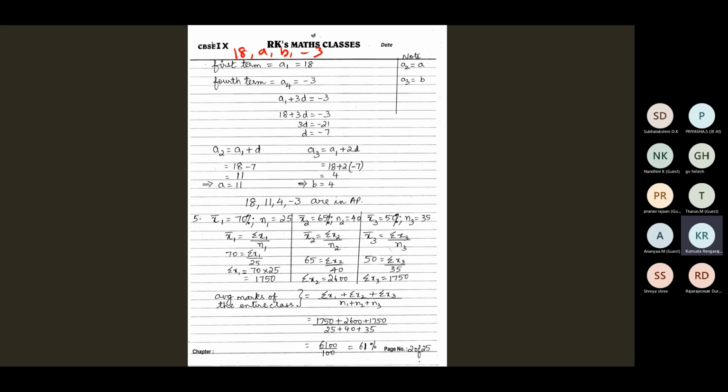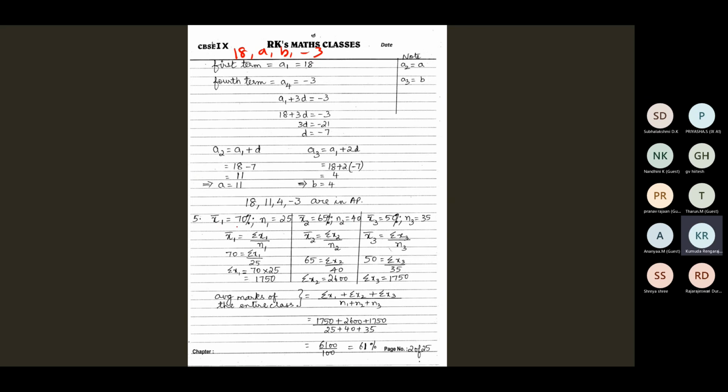In 5, there are 3 sections A, B, and C in class 10 with 25, 40, and 35 students respectively. Okay, so 10A, 25 students, 10B, 40 students, and 10C, 35 students. The average marks obtained by sections A, B, and C are given, that is, the mean is given to you: 70, 65, 50. Find the average marks of the entire class. It's kind of 9th standard, though asked in 10th standard. It's again picked from the earlier board papers.